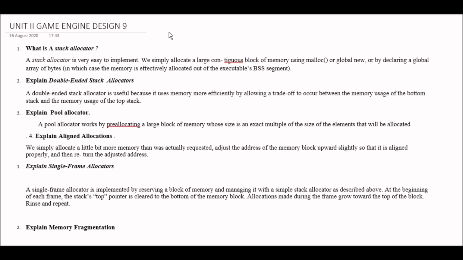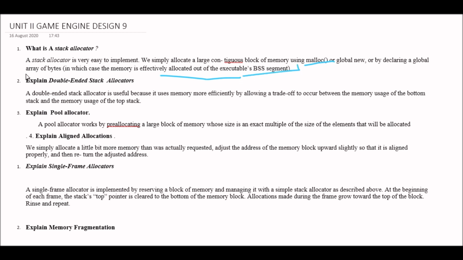Okay. In this, your first question is, what is a stack allocator? Answer is, a stack allocator is very easy to implement. We simply allocate a large contiguous block of memory using the malloc function or the global new function, or by declaring a global array of bytes, in which case the memory is effectively allocated out of the executable BSS segment.